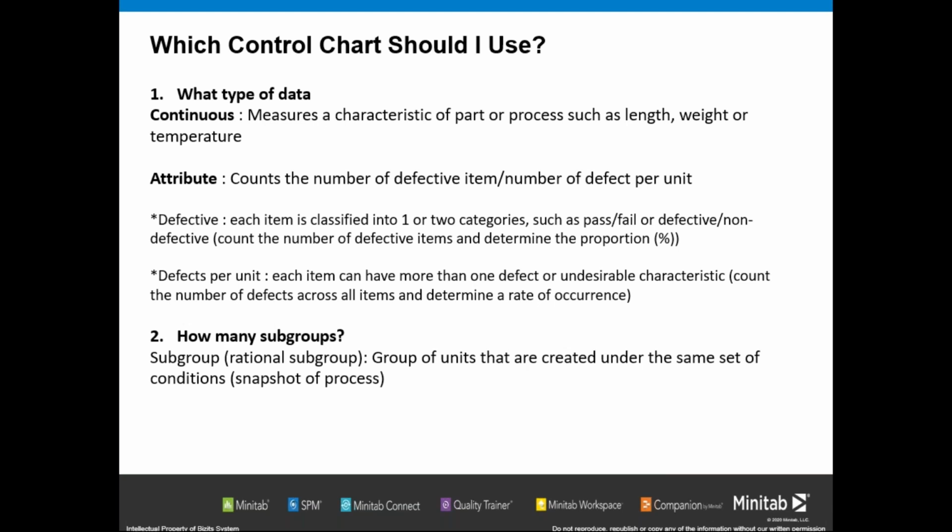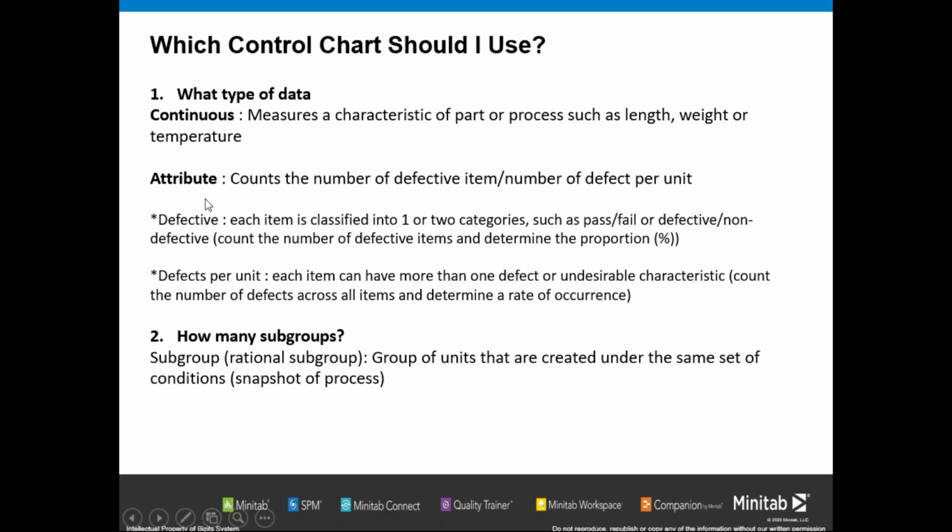Okay, because this one helps you to decide which control chart you need to do. First is what type of your data. Maybe your data is continuous, referring to measurement, let's say your length, your diameter, the temperature and so on. And if your data is attribute, it is something like counts of the number of defects or number of defectives.